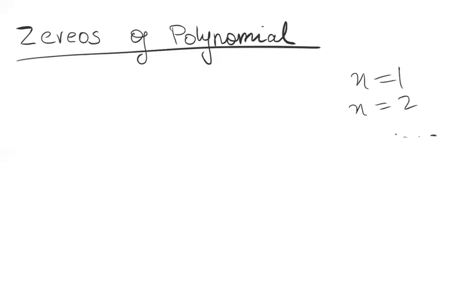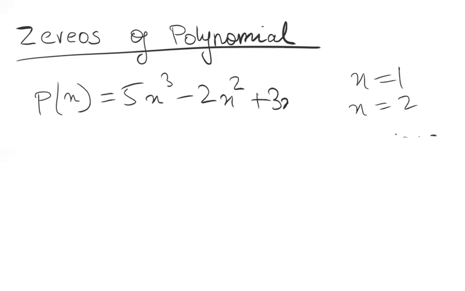So if I consider a polynomial, we write it as p of x, because this refers to whatever variable you're using in the equation. If I'm using x, I'll write p of x. If I use y, I'll write p of y. P is nothing but polynomial. This is how we write it in mathematics. So if I write 5x cubed minus 2x squared plus 3x minus 2.